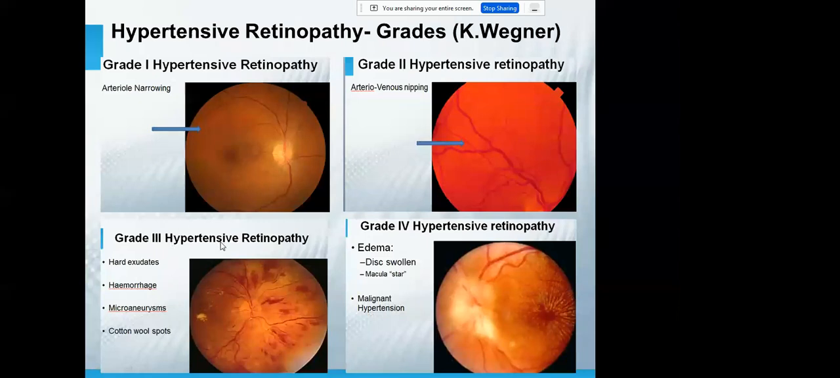In grade 3, hypertension is very easy. It looks like diabetic retinopathy: hemorrhages, cotton wool spots, aneurysms. It's actually called the exudative phase of hypertensive retinopathy. It mimics diabetic retinopathy. So for you to remember this, you don't need to suffer so much. Remember only grade 1 is narrowing, grade 2 nipping, grade 3 is like diabetic retinopathy. Grade 4 is very easy: there is edema of the disc and macular scar. This happens in patients with malignant hypertension.